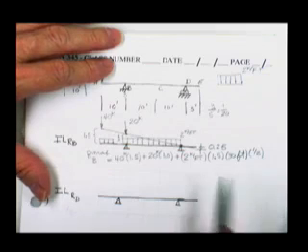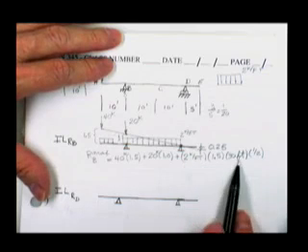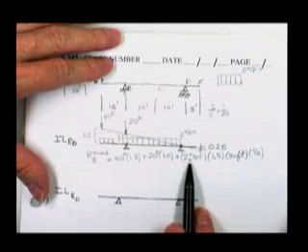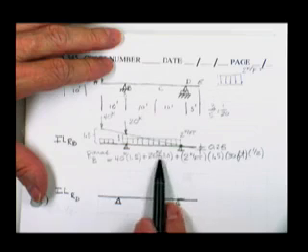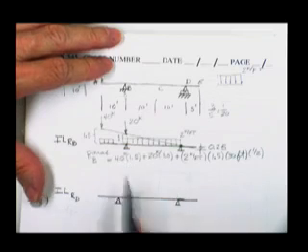All right, and the units are kips per foot times feet. That gives us kips, and that's what the reaction at B is, kips. Kips times no units is kips.